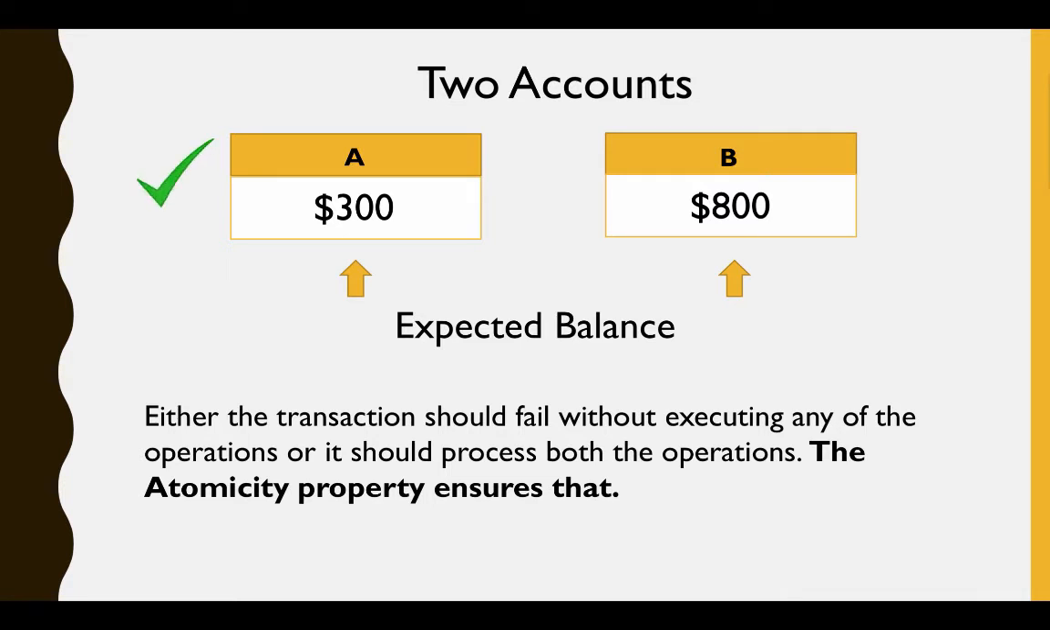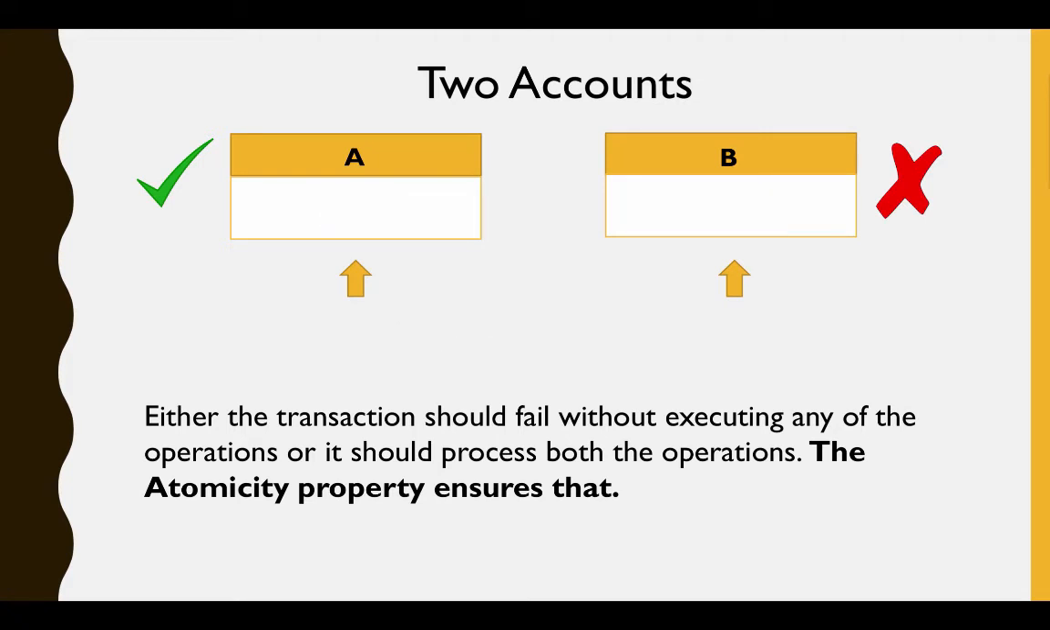However, in this case, the first operation passed successfully, while the second one failed. In this case, account A's balance would be $300, while account B's balance would be $700 instead of $800. This is unacceptable in a banking system. Either the transaction should fail without executing any of the operations, or it should process both operations. The atomicity property ensures this.